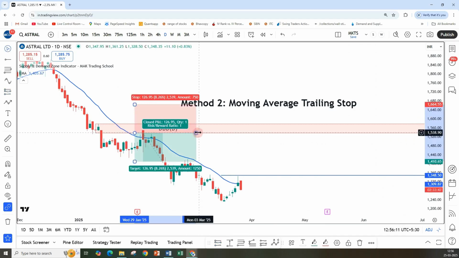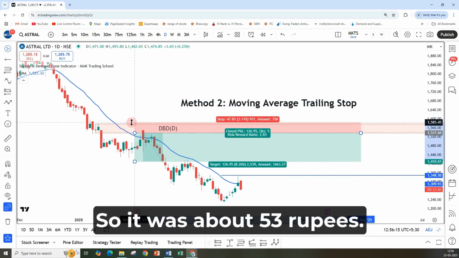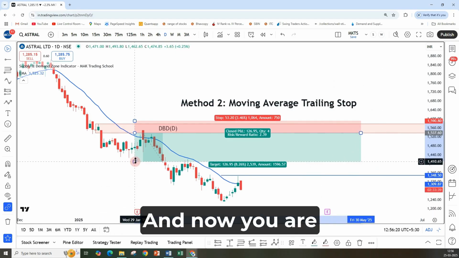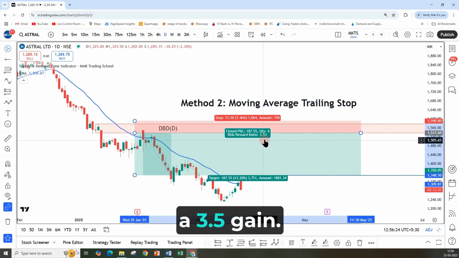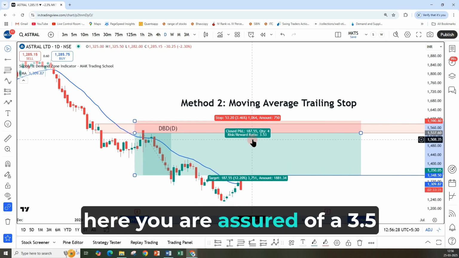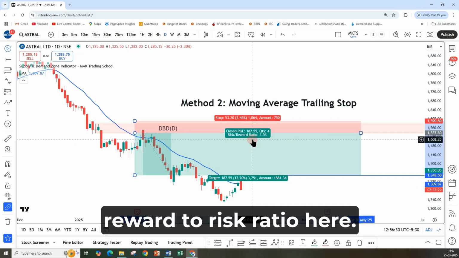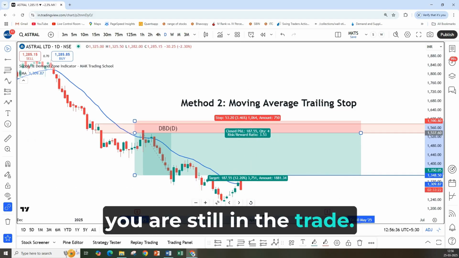So entry, stop loss slightly adjusted beyond the zone. So it was about 53 rupees. And now you are going to make at least a 3.5 gain. If it moves against you from here, you are assured of a 3.5 reward to risk ratio here. And if it continues moving in your favor, you are still in the trade.